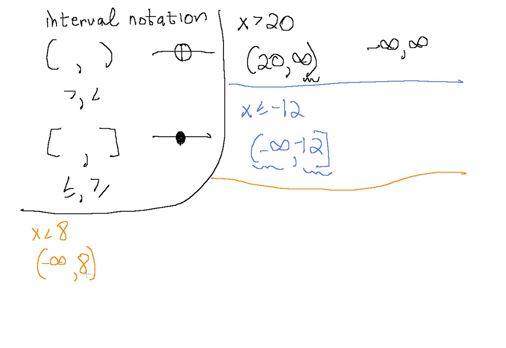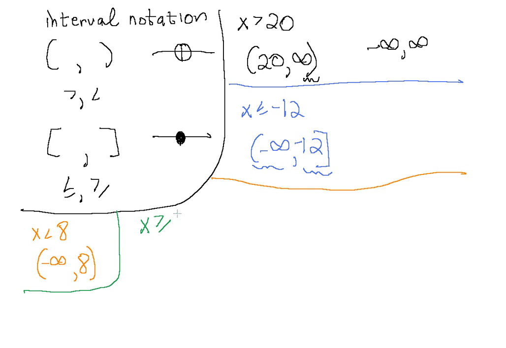We're not including 8, but we are including all the values that are less than 8 going in the negative direction. So we go off in negative infinity. Okay. Once we get a good handle on this, these are actually fairly simple. Let's write an interval notation.